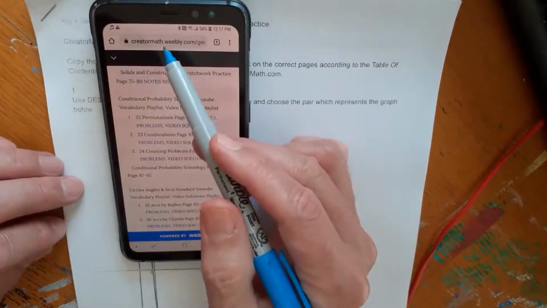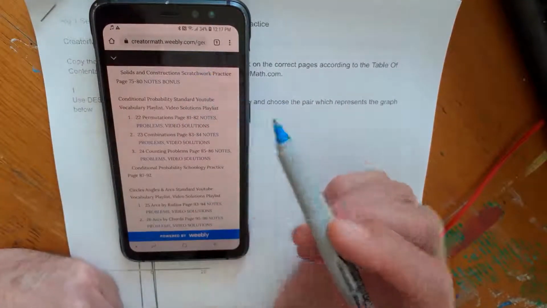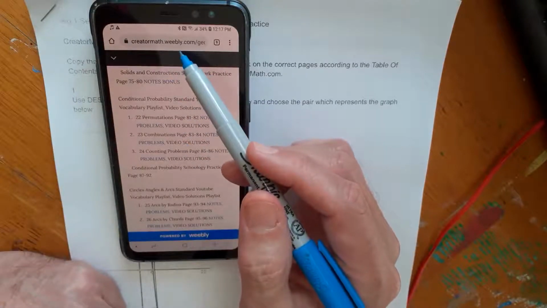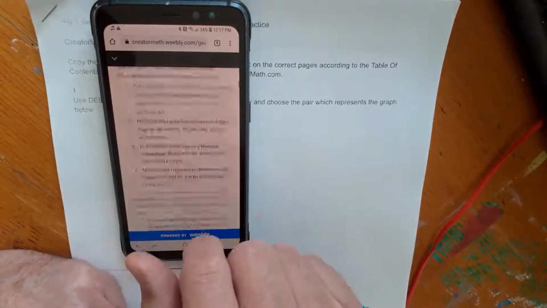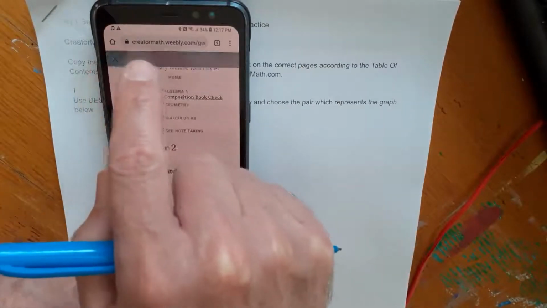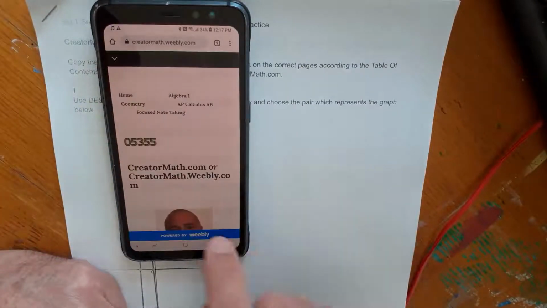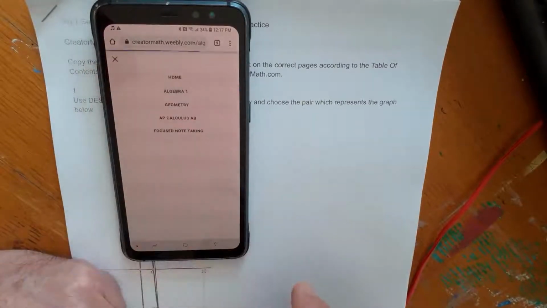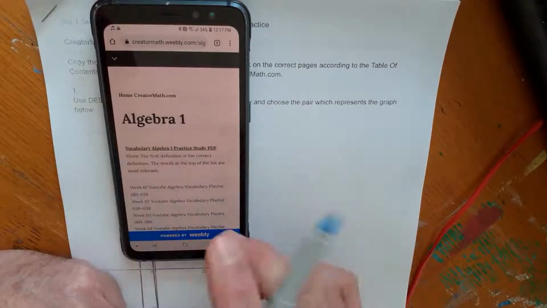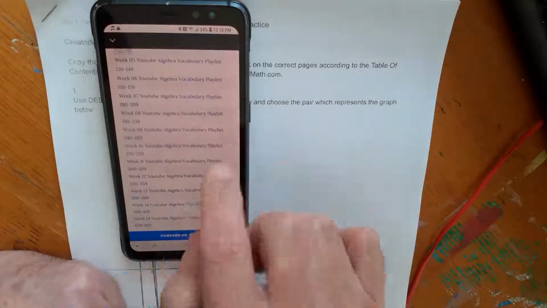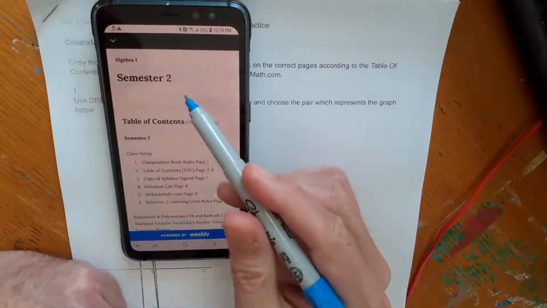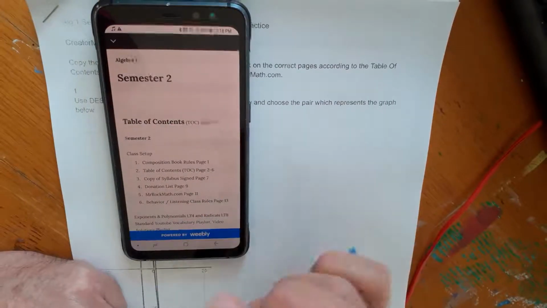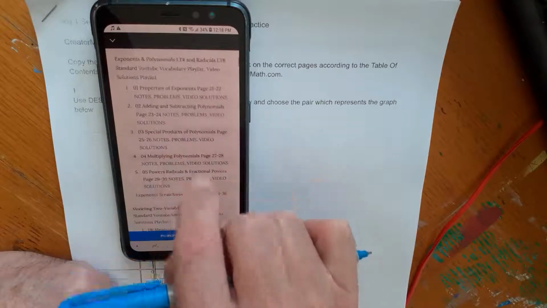If you're on CreatorMath.weebly.com, and you might be able to Google just straight CreatorMath.com, or you might have to Google CreatorMath.weebly.com. Here's what the home page looks like. You're clicking Algebra. You're scrolling past the vocabulary, and you're on Semester 2. All of this stuff, by the way, the table of contents, goes on pages 2 through 6 of your comp book, but you're copying in every line all the way down.